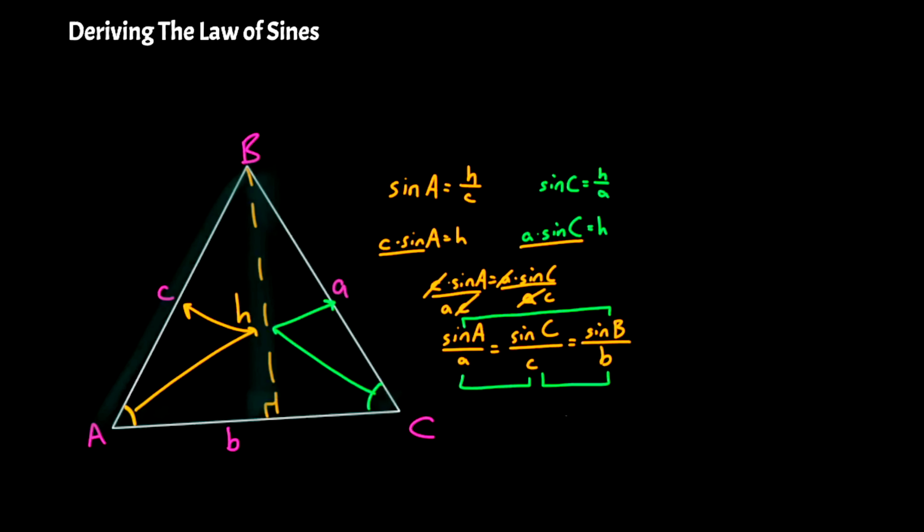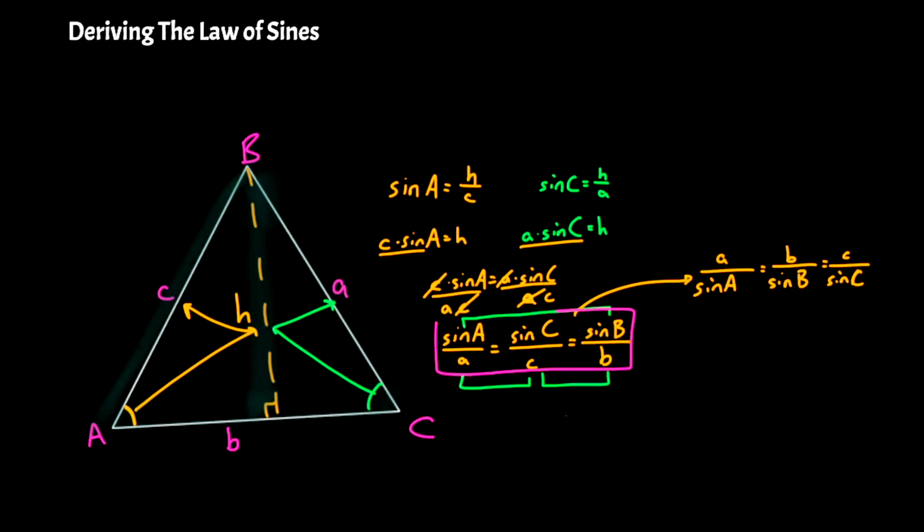And actually, while I'm talking about that, there's another form of this entire law of sines equation. If you just flip the entire thing around, you could say side A over sine of angle A equals side B over sine of angle B equals side C over sine of angle C.